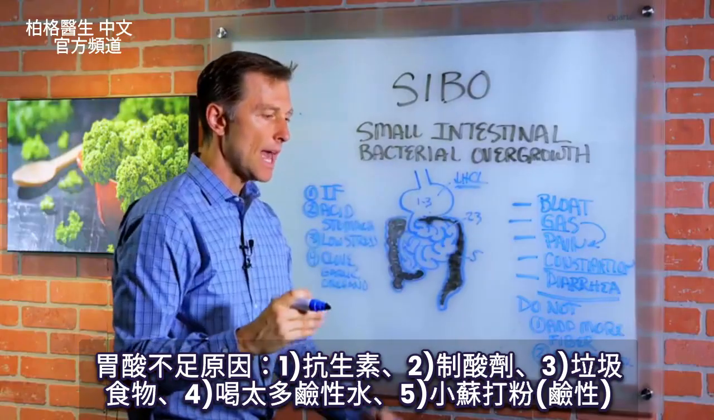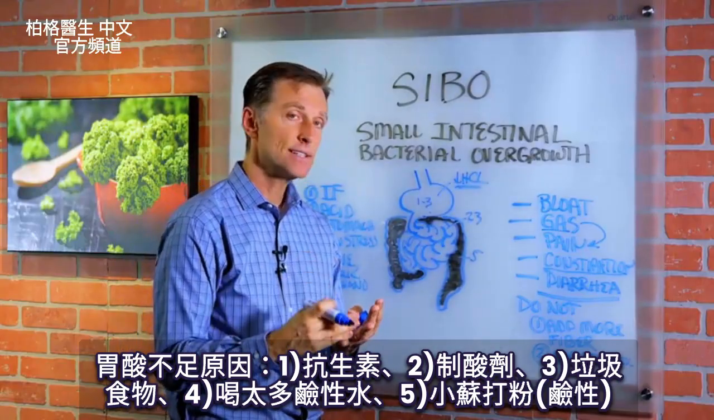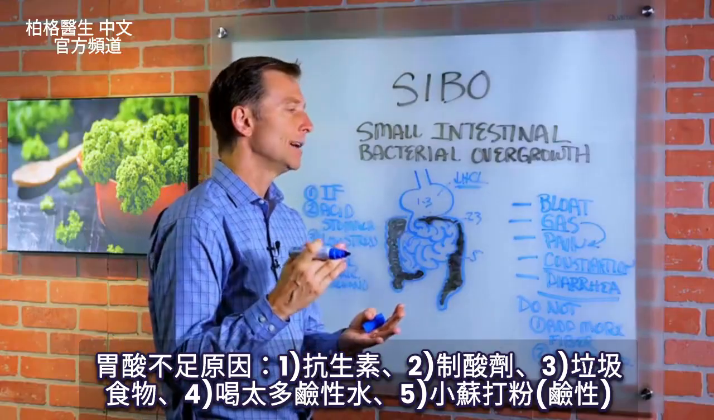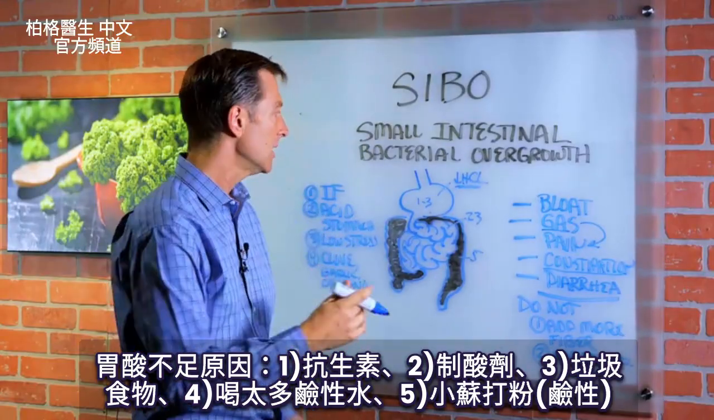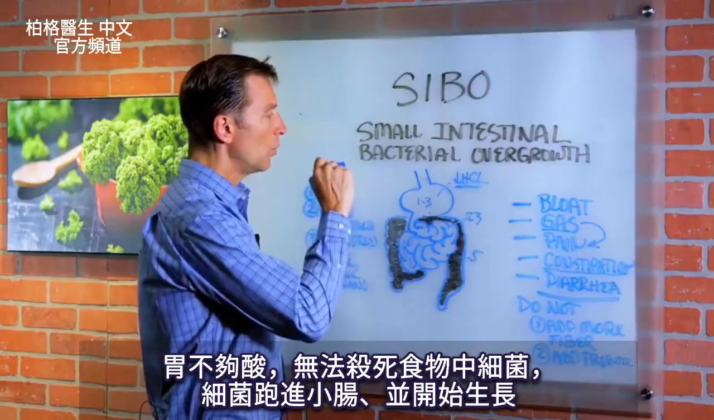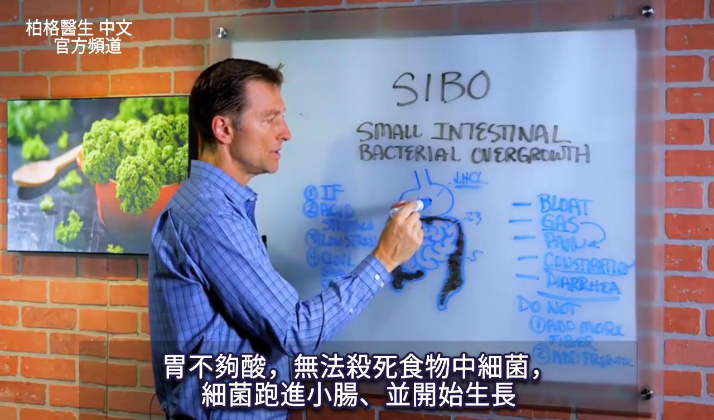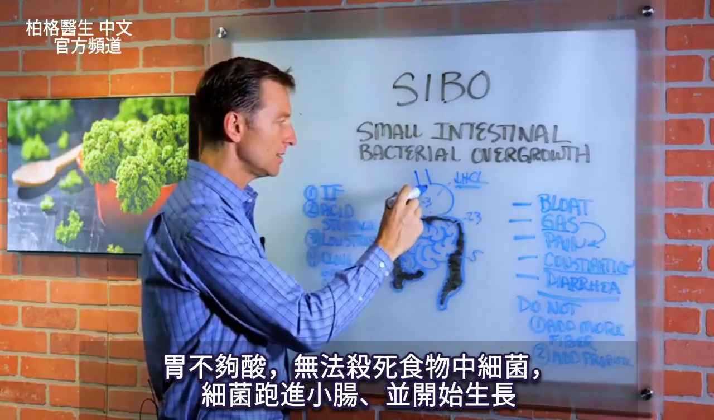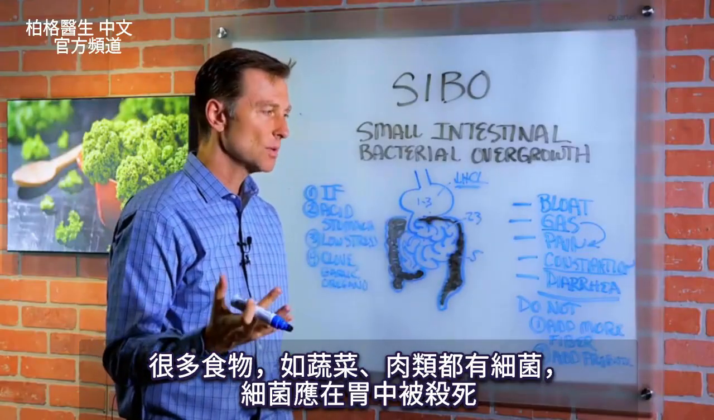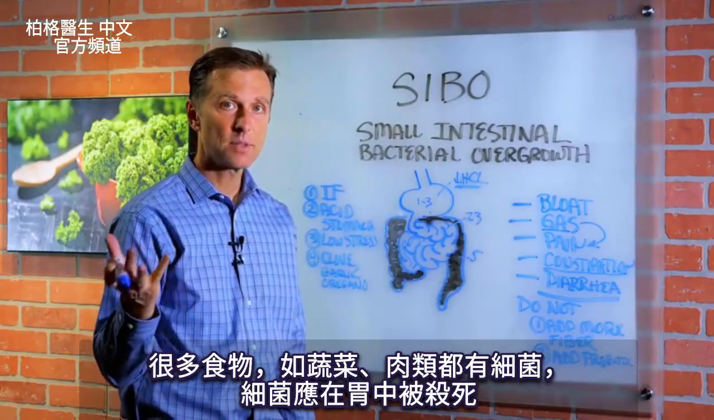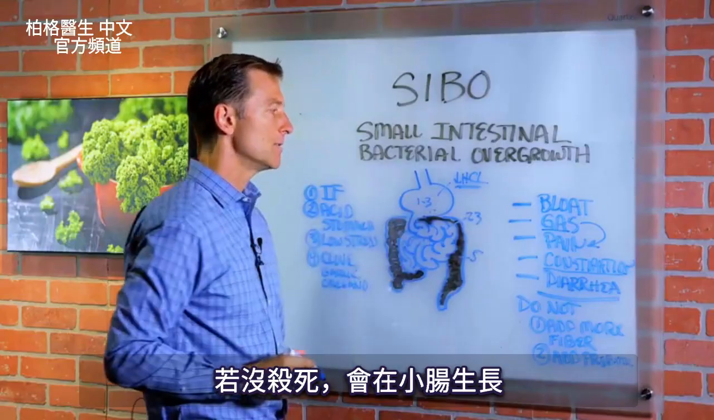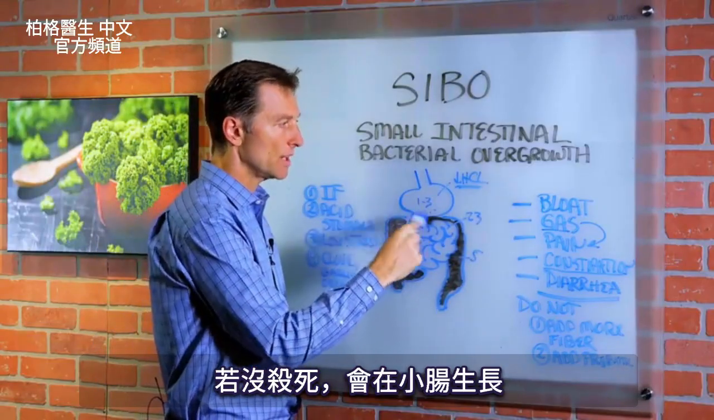And that could come from antibiotics, antacids, junk food, consuming too much alkaline water, baking soda, which is alkaline. All these things can neutralize the acid. And then what happens is, when the normal function of the acid is supposed to kill a microbe in a food that you eat, it doesn't get killed, it passes on through and starts growing in the small intestine. A lot of the food that you consume, like vegetables and even some meat, has some microbes in them that are supposed to be killed at the stomach level. So if that doesn't happen, it can actually start growing there.